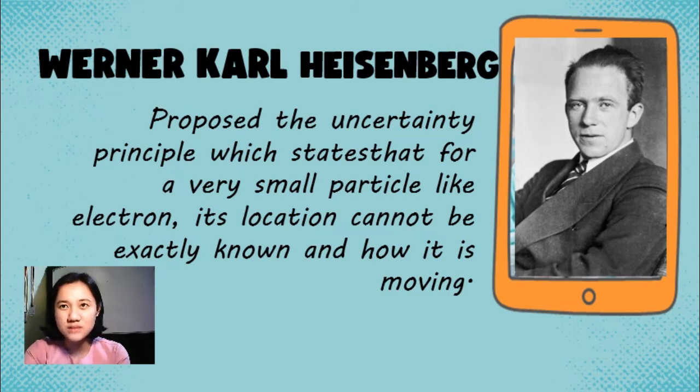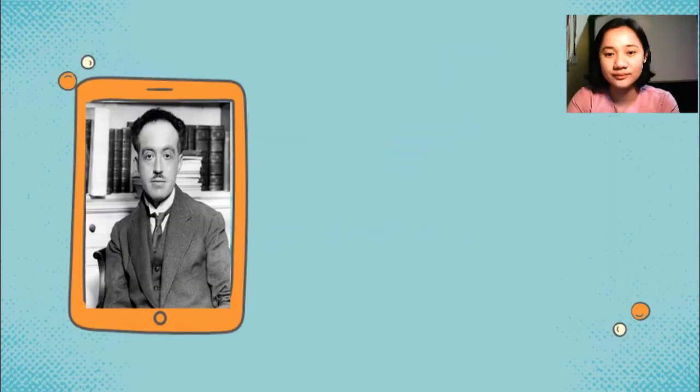So, mas malaki yung nasasakop niya instead of knowing the exact location of it. Pwede mong sabihin na nandyan siya sa region na yan, but the exact location of the electron cannot be known. That is under the uncertainty principle. Uncertain means not sure. You are not sure, diba? So, yun yung proposal ni Werner Karl Heisenberg.